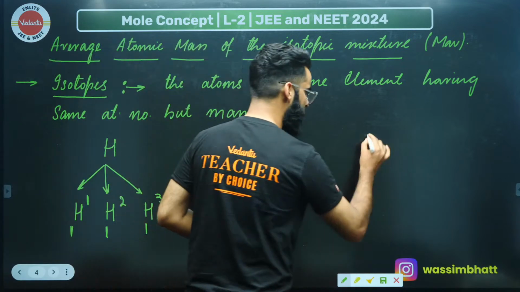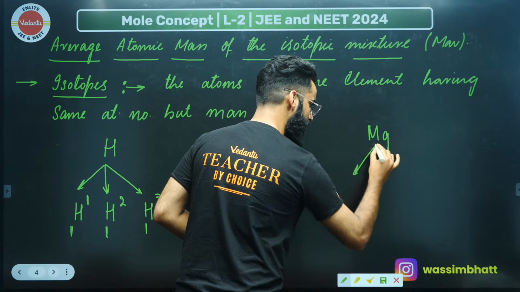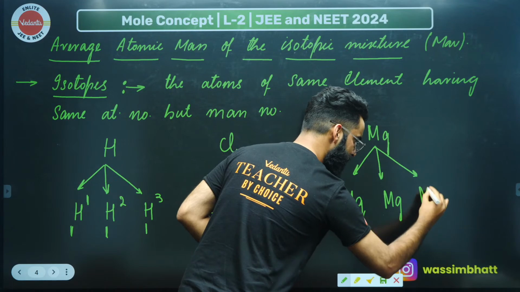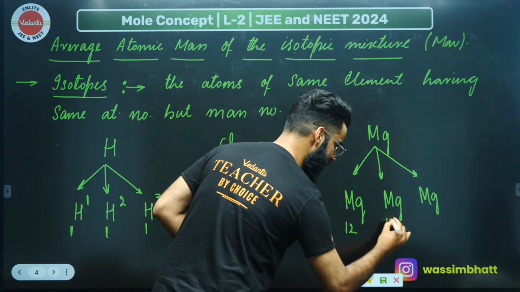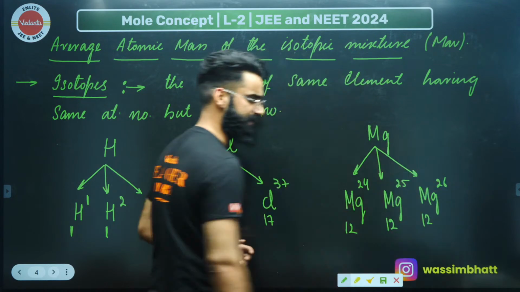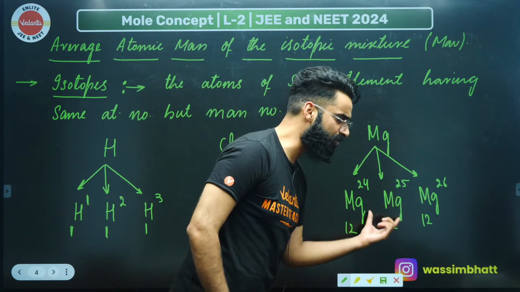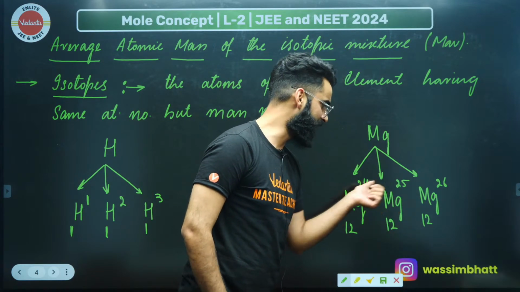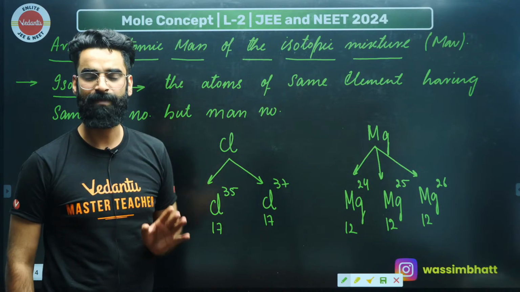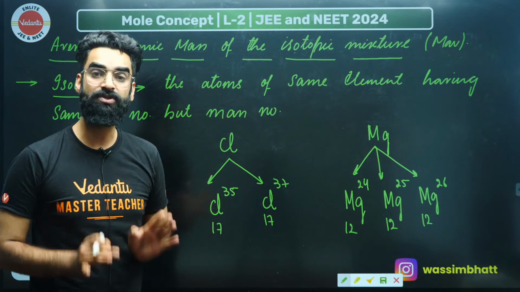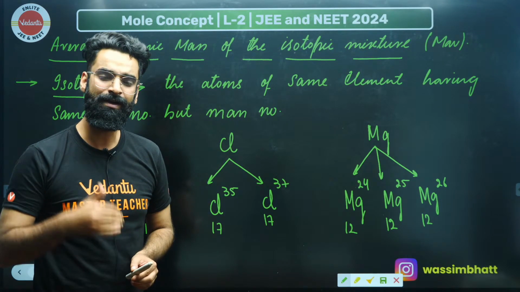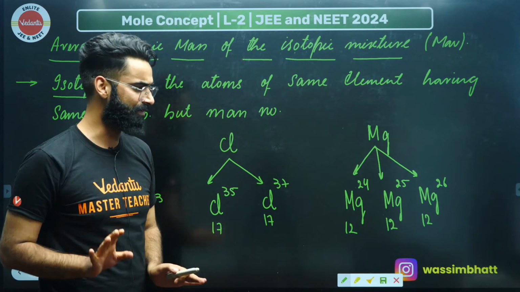For example, I'm talking about magnesium. If I write something like this, 12 here, 12 here, and 12 here, and over here I'm writing 24, over here I'm writing 25, over here I'm writing 26, right? Can I say these are the 3 atoms of magnesium which have got same atomic number but different mass numbers? So I shall be calling these 3 atoms of magnesium as the isotopes of magnesium, right? So first of all, what are isotopes? I must say isotopes are exactly the atoms of same element which have got same atomic number but different mass numbers, right? I'm sure this is something which will be clear to everyone.